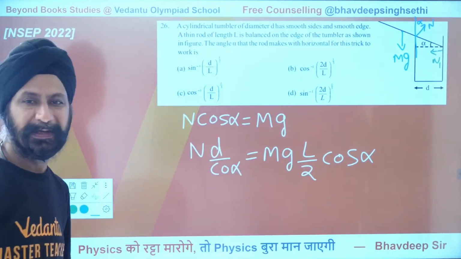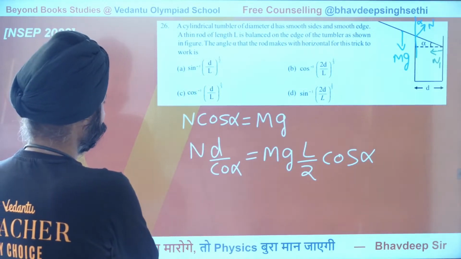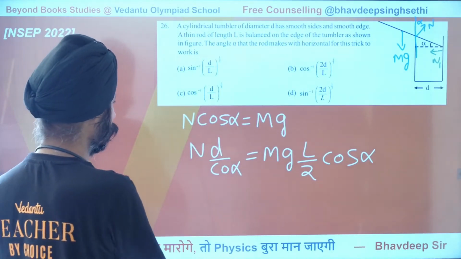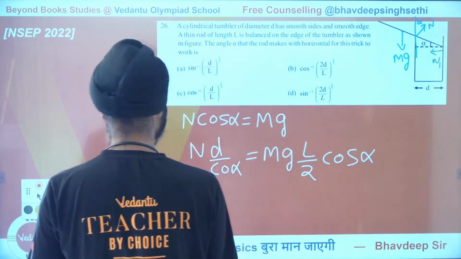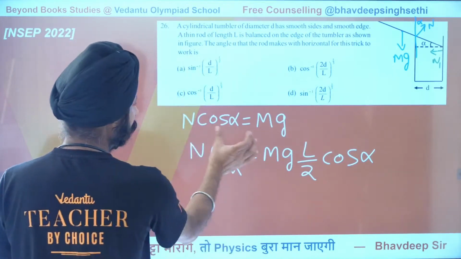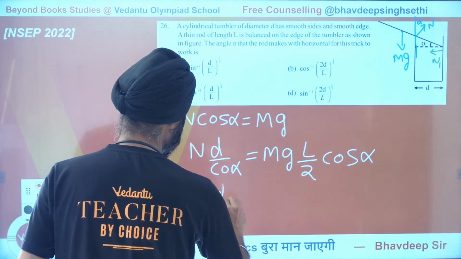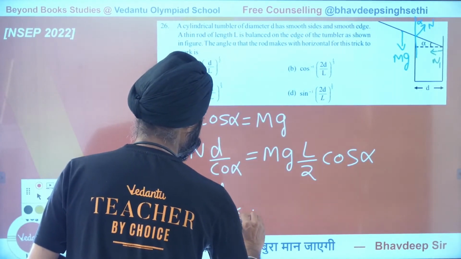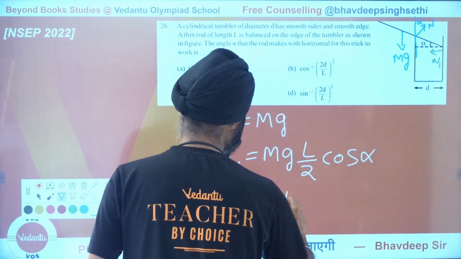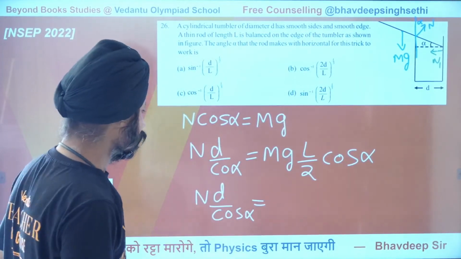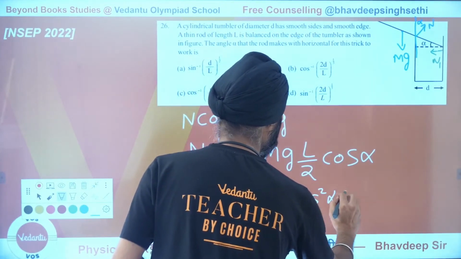They're asking how much should be alpha. Then you can see in the alpha, mass is nowhere coming into the picture. Normal force is not coming into the picture. So you can take mg and plug it in here, or you can divide these equations. It's one and the same thing. So I would rather say, instead of this mg, you plug in N cos alpha here. So you get N d over cos alpha is equal to N cos square alpha L over 2.